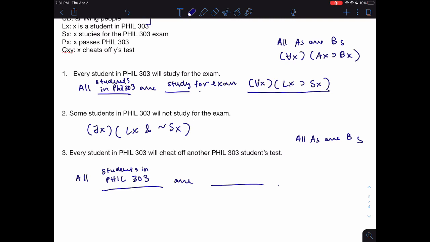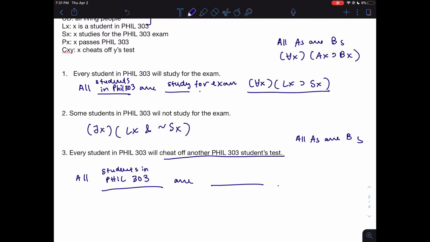And now we want to think a little carefully about how we're going to fill in the consequent. So we don't want to write just such that there is another student in Phil 303 that they're going to cheat off of. And the reason why is because you look at what would go in the consequent. So, they'll cheat off another Phil 303 student's test. And you're not told exactly who this other Phil 303 student is. All you know is that they're a student in Phil 303 who isn't the same as the student referenced in the antecedent. So that's a clue that this is going to be another quantified sentence.